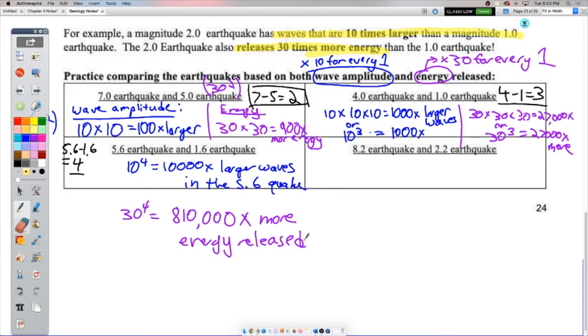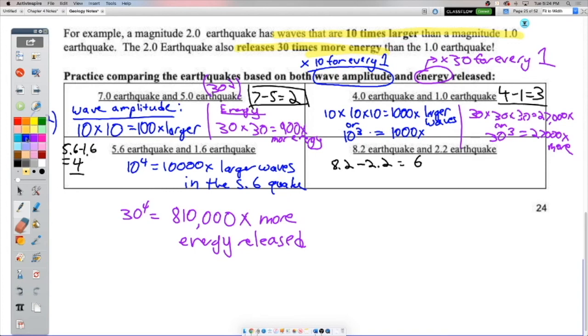Okay, and then finally an 8.2 and a 2.2. Oh my gosh. So 8.2, don't get freaked out by the decimal. 8.2 minus 2.2 equals 6. So again, you could do 10 times 10 times 10 times 10 times 10 times 10.